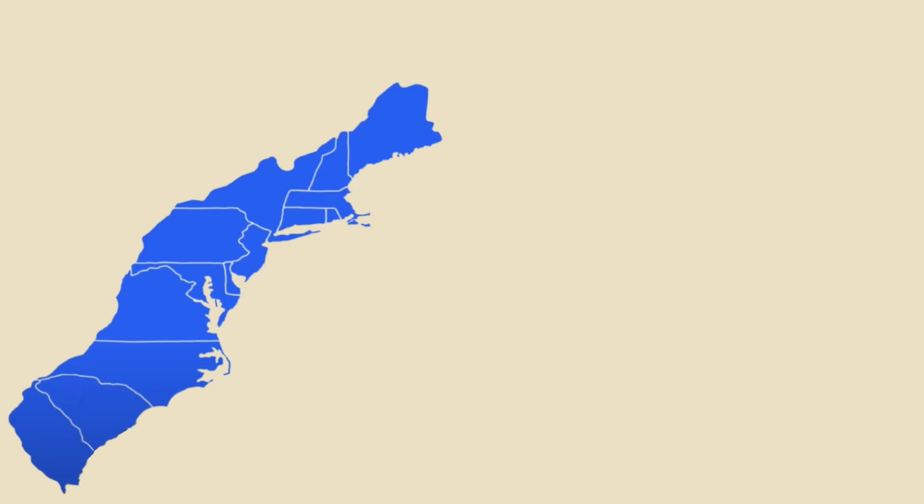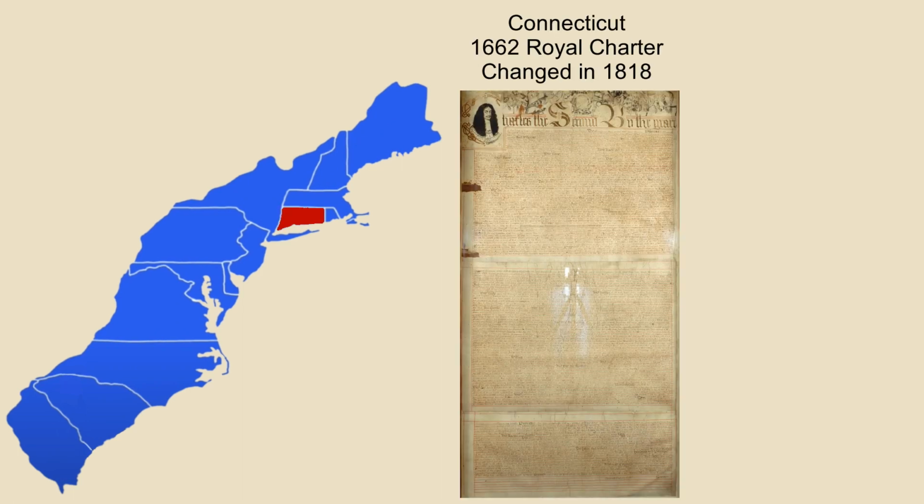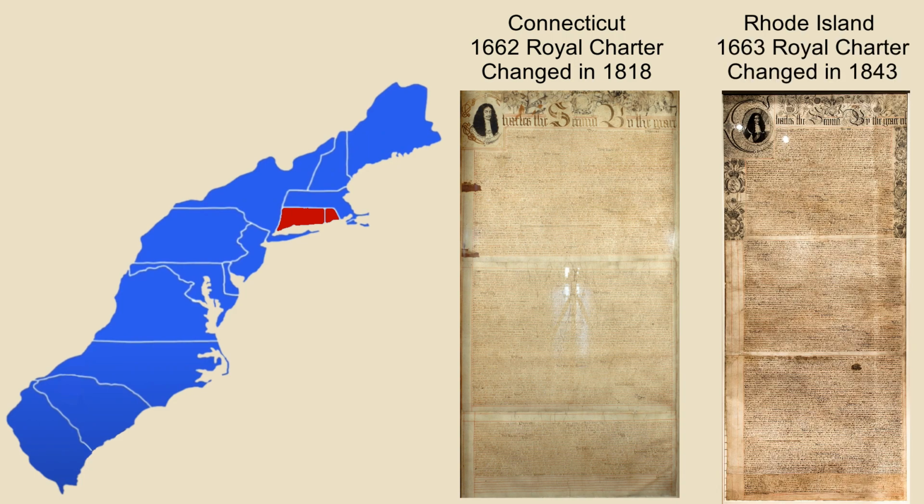2 of the 13 states were still using their royal charters as their constitutions. Connecticut was using its 1662 royal charter and did not write its own constitution until 1818. Rhode Island was using its 1663 royal charter and did not write its constitution until 1843.